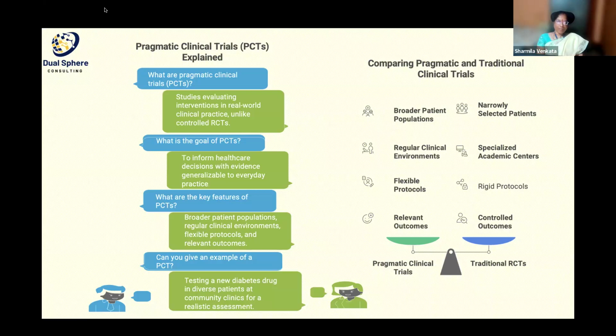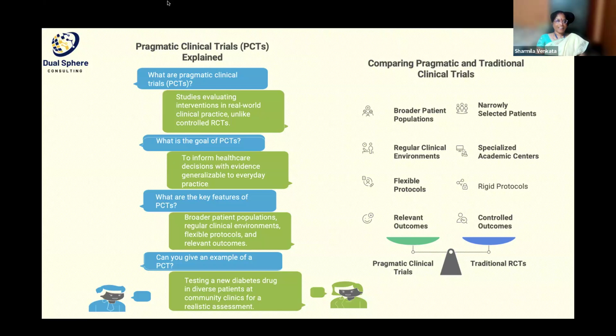Okay, team, so what we have seen are the key features. PCTs are broader in scope, conducted in real-world settings, use flexible protocols, and focus on patient-centered outcomes. They don't replace RCTs. Instead, they complement them, adding validity to the rigor.